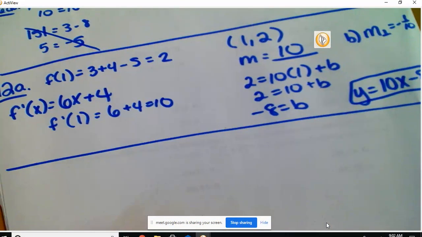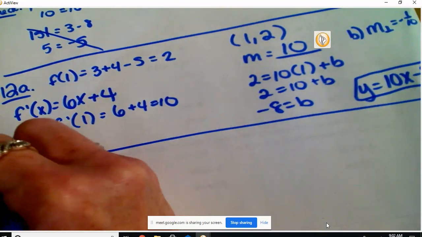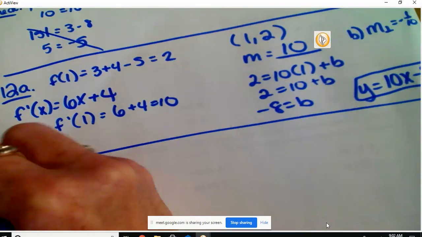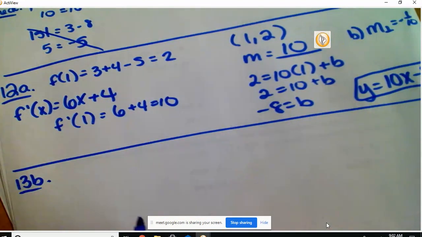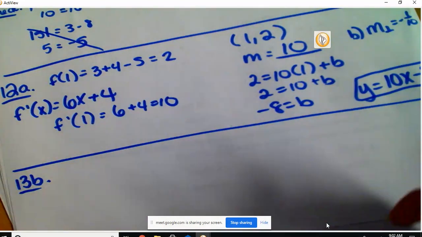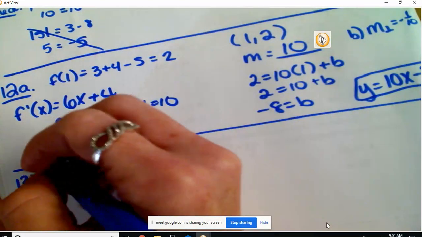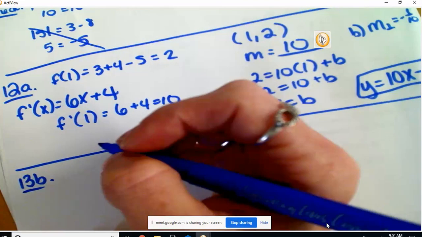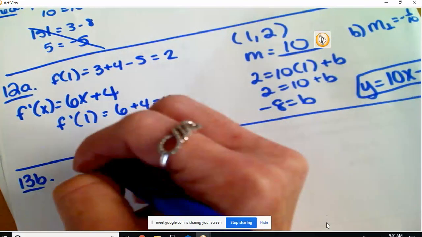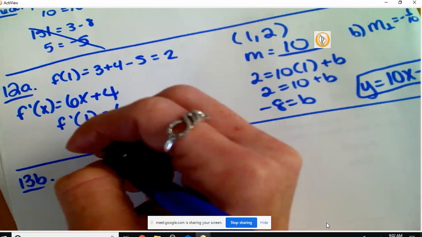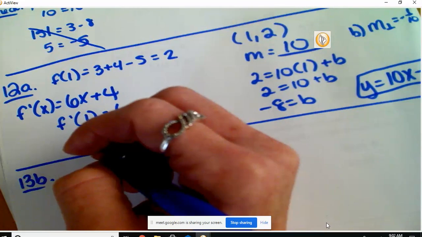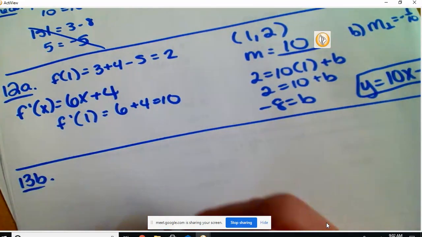Alright. 13b. So I'm asking you to do the definition of derivative here. So, what is the definition of a derivative? We might have a problem if nobody can tell me.